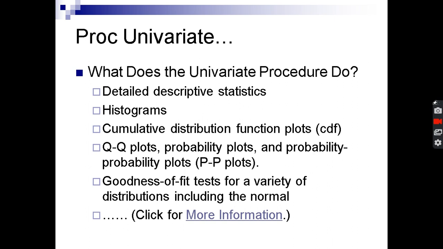Proc univariate provides more information than proc means. It gives the details of the descriptive statistics, histograms, cumulative distribution plots, and QQ plots, which are useful to test normality graphically, and goodness of fit tests for a variety of distributions, including normal.